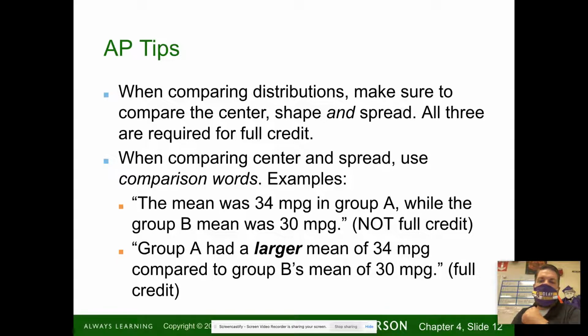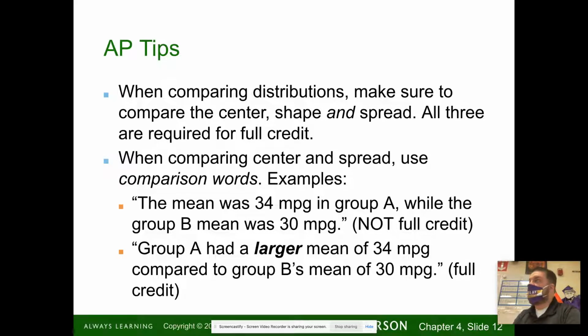When comparing the center and spread, use comparison words. For example, mean of 34 miles per hour for group A, while the group mean for B was 30 miles per hour. Now they're saying that's not full credit. Oh, it has to say larger. Group A has a larger mean of 34 miles per hour compared to group B.